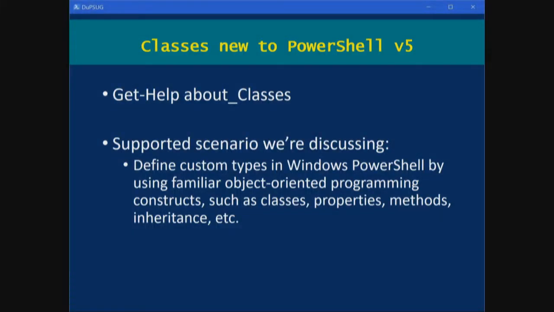Okay, so classes. You want to know about classes? The best way is to get help about classes. Anyone followed the session from Luke this morning about DSC? Cool. So the scenario I want to get into right now is really about defining custom types for Windows PowerShell, a bit of object-oriented programming. That's also one of the possibilities, not just writing DSC resources. And once you get accustomed to that, at least I hope you'll be excited enough to look into it after this session.